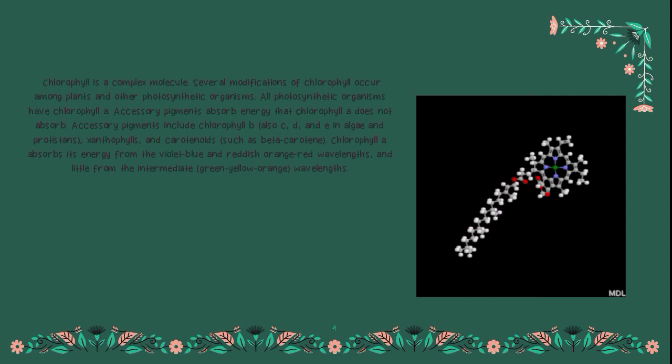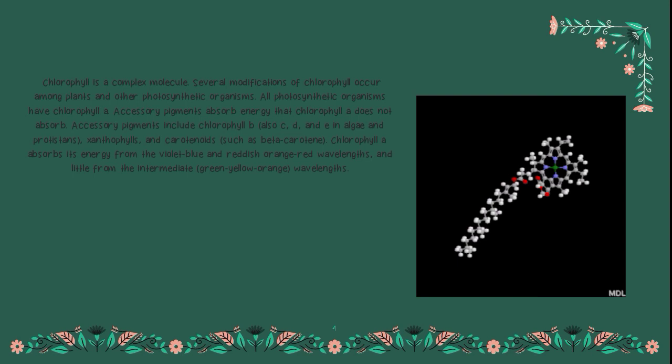Chlorophyll is a complex molecule, and several modifications of chlorophyll occur among plants and other photosynthetic organisms. All photosynthetic organisms have chlorophyll. Accessory pigments absorb energy that chlorophyll a does not absorb. Accessory pigments include chlorophyll b, also c, d, and e in algae and protists, xanthophylls, and carotenoids such as beta-carotene.